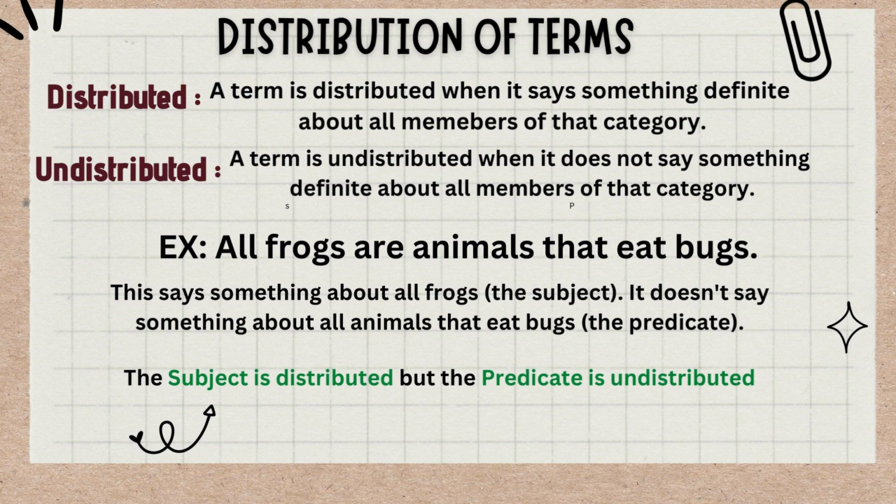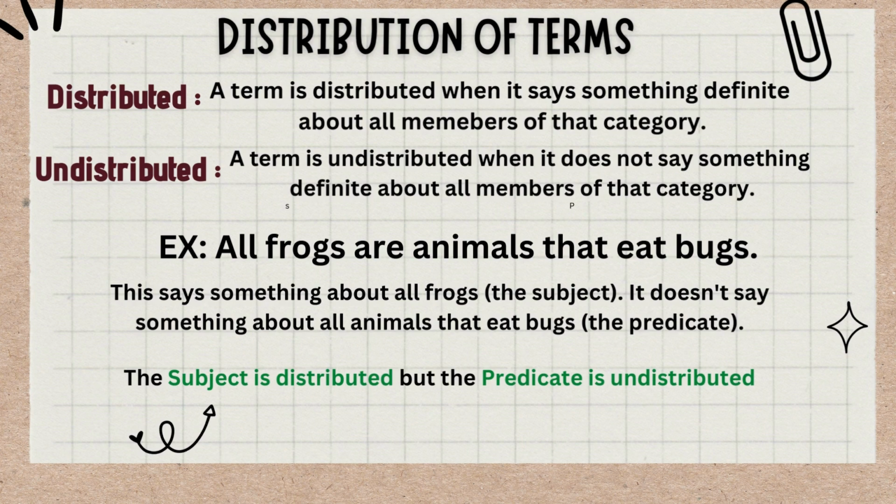All frogs are animals that eat bugs. If you see the sentence, you can identify that it belongs to the A type categorical proposition, which we call universal affirmative. In this sentence, frogs is the subject and animals that eat bugs is the predicate. This example says something about all frogs, which is the subject, and it doesn't say something about all animals that eat bugs, which is the predicate.